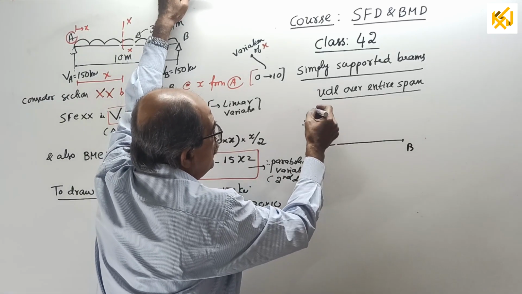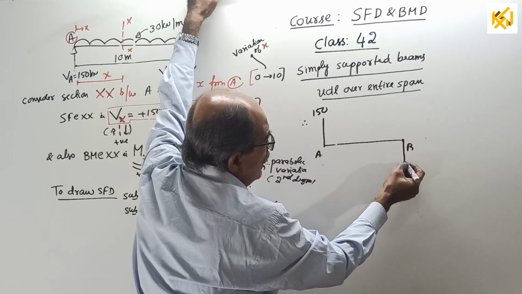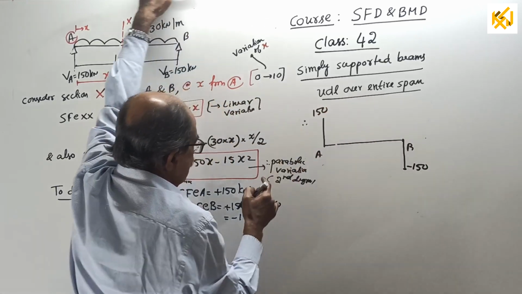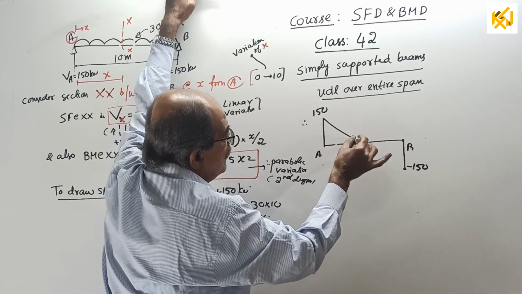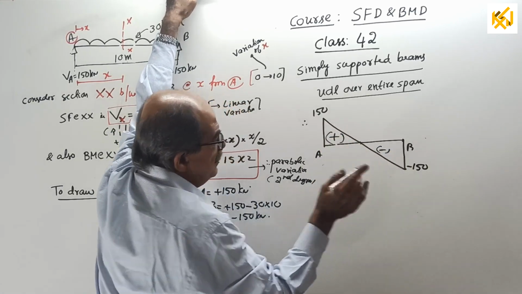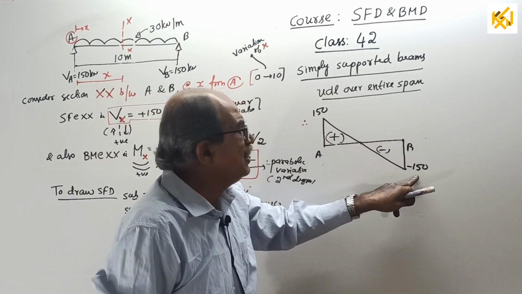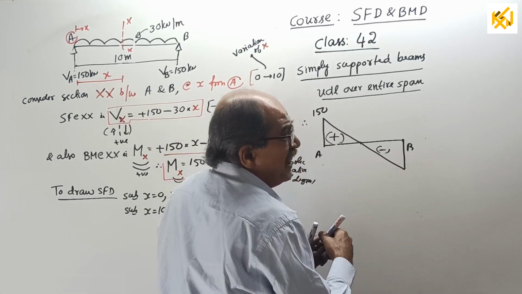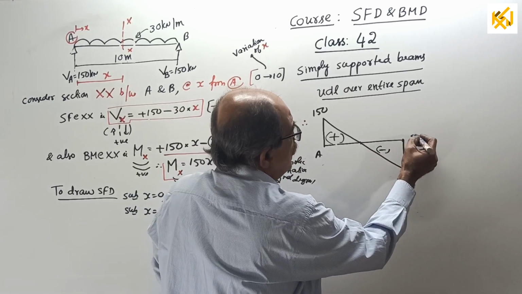Write 150 on the upper side. Do not write plus 150. Here, minus 150. See, I told so many people, they write minus 150 here. Then the variation is linear variation, joined by a straight line. Then they will write plus here and minus here. See, this is not correct. If you are putting plus and minus here, do not write minus 150. Write only 150. That I already told. Simple thing, but important. Okay, this is the shearing force diagram.